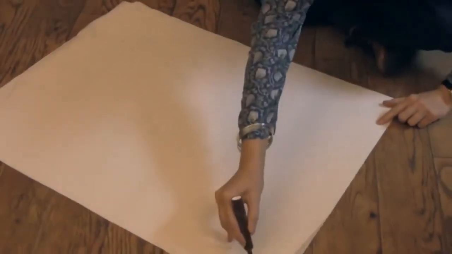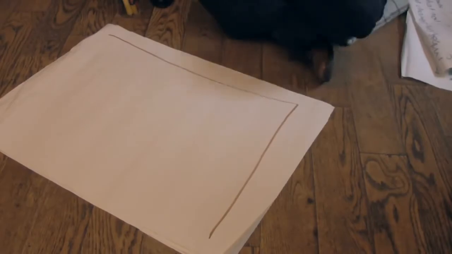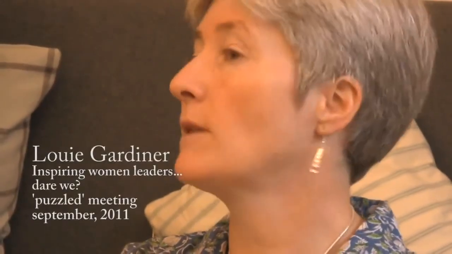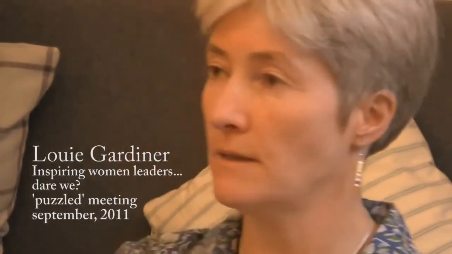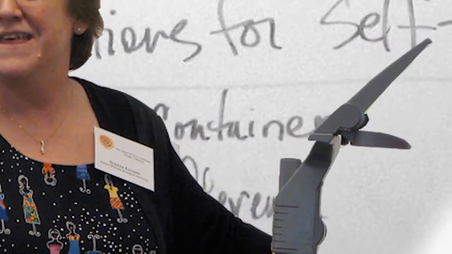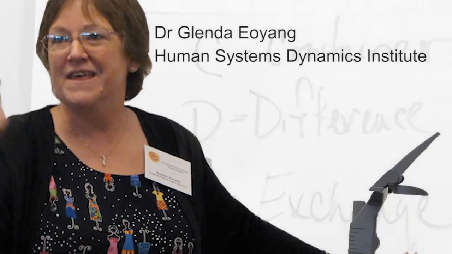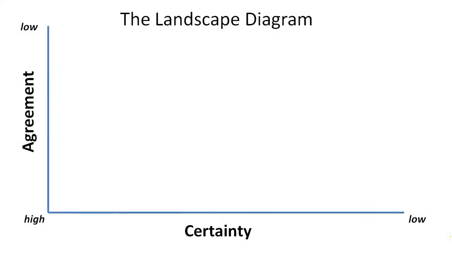This model I've been using to support me in understanding the emergence of inspiring women leaders DARE is called the landscape diagram. It's a model taken from human systems dynamics, a field developed by Glenda Ouyang, and she borrowed this model and has developed some of the ideas around it from Ralph Stacey. What's useful about this diagram is it gives us a representation of how complex adaptive systems work.